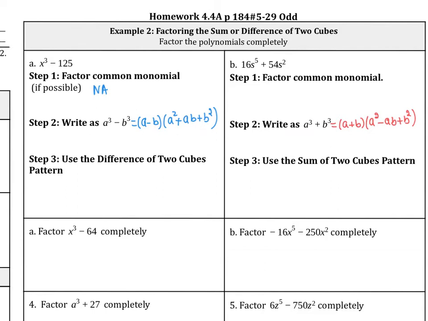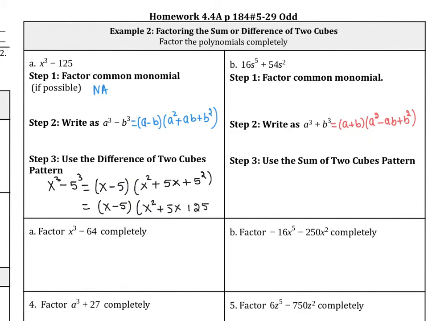So what we're going to get here is x cubed minus 5 cubed equals x minus 5 times x squared plus 5x plus b squared, that is 5 squared. And the final answer would be x minus 5 times x squared plus 5x plus 25.